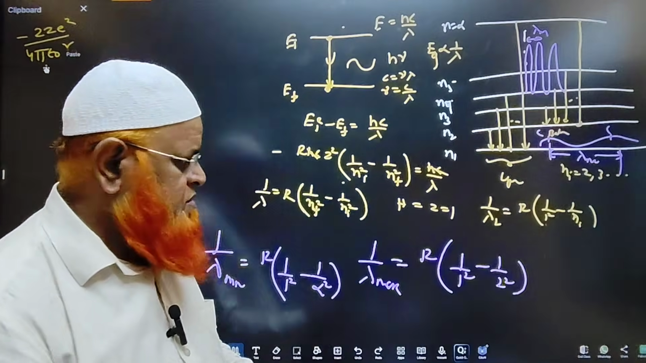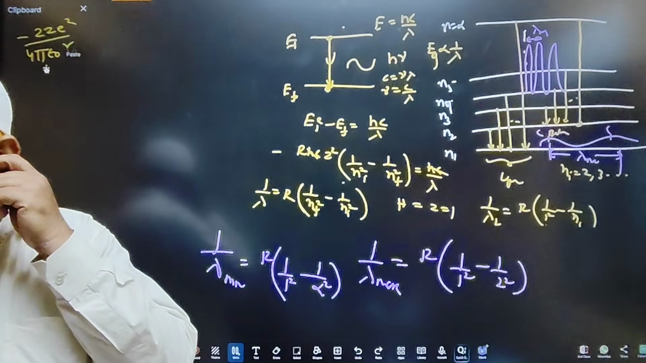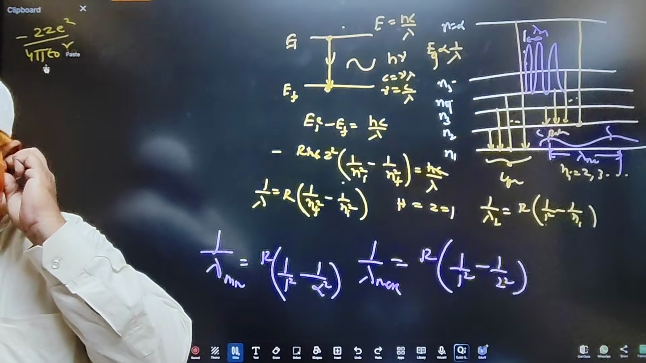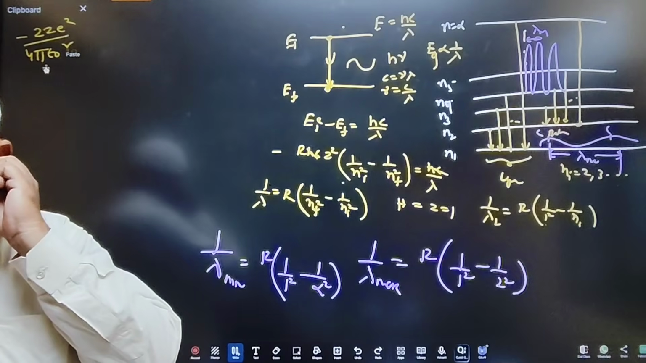So this is about the total chapter which I explained briefly. Now I think you can solve any previous year problem by using this basic concept. Thank you.